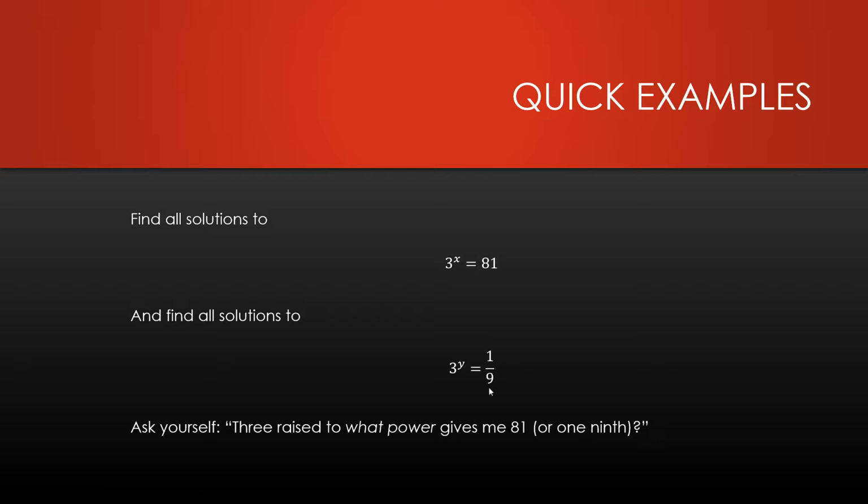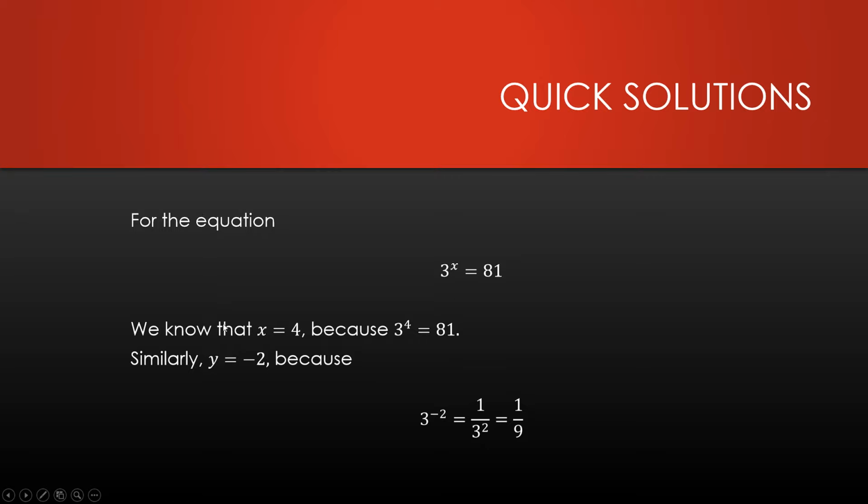And there's no hard and fast arithmetic we have to do here. We can just kind of stare at it until we figure it out here, right? 3 times 3 is 9, times 3 times 3 is 81. So 3 to the fourth power gives me 81. So x here has to be 4 because 3 to the fourth power is 81. By a similar stroke, y has to be negative 2, right? Remember that exponent rule we talked about at the start of the semester? Negative exponents means reciprocal. So here, 3 to the negative second gives me 1 over 9.